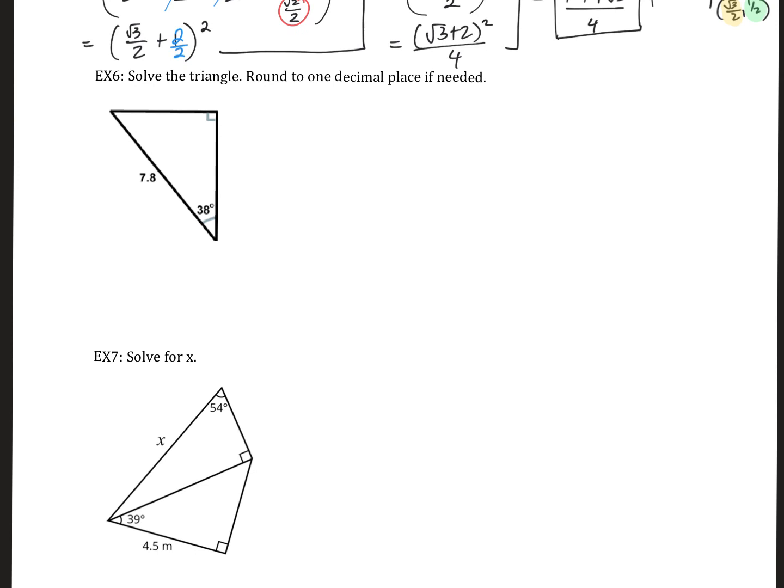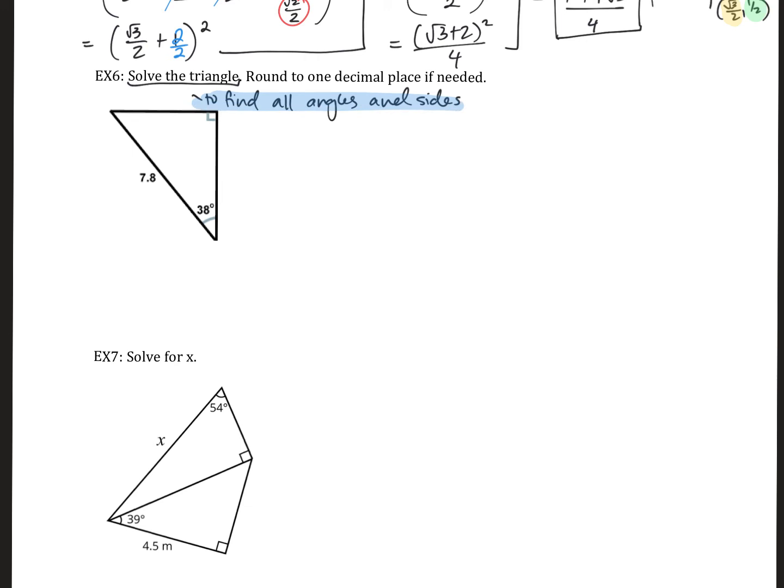Alright, example 6. Solve the triangle. Round to 1 decimal place if needed. So what does it mean to solve the triangle? Well, the directions solve the triangle means to find all angles and sides. This is very important. Please keep that in mind. If I say to find or to solve the triangle, that's what I mean. All angles and sides.